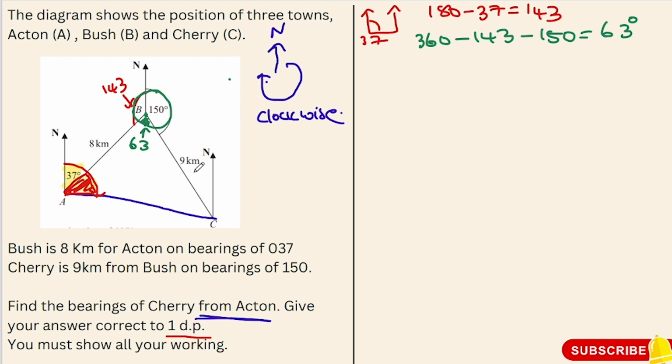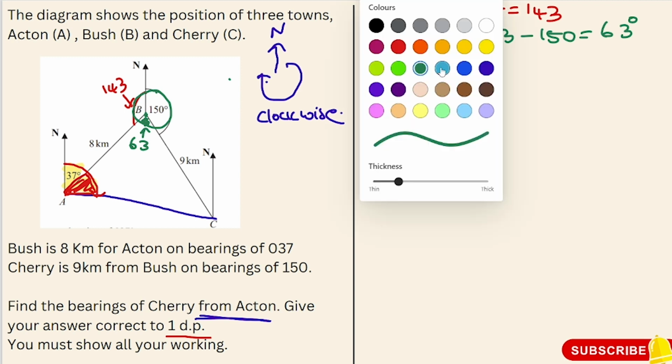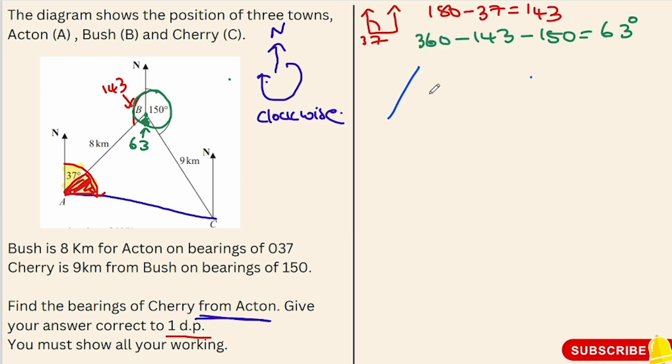From here, I can work out this side from A to C. If I just quickly draw you the triangle, it'll be easy. So here's my triangle, there's my A, there's my C, and there's my B. I know that this is 63, I know that this is 8 kilometers, and I know that this is 9 kilometers. The next thing I'm going to do is quickly label this. So this is A, that's B, this is lowercase a, and that will be lowercase c.